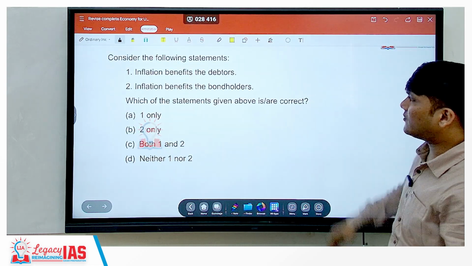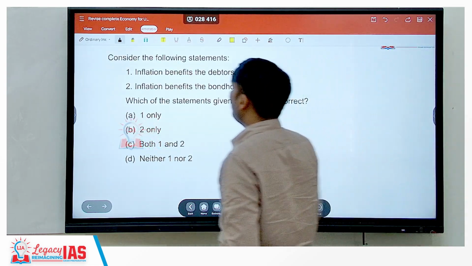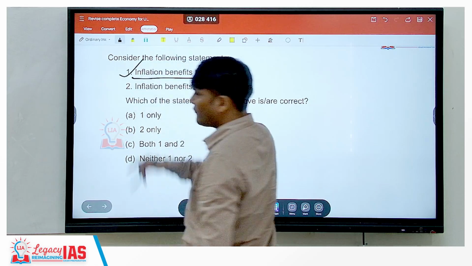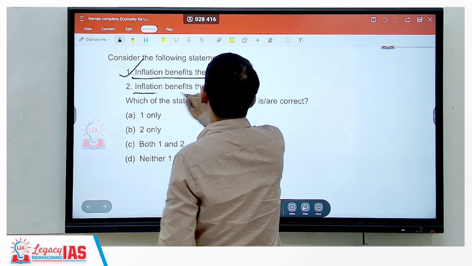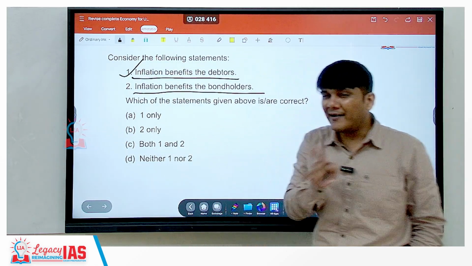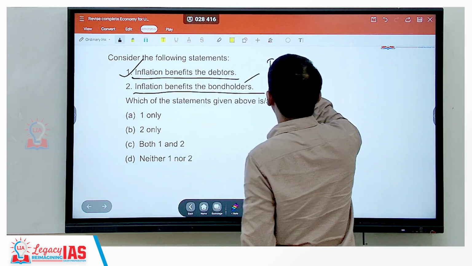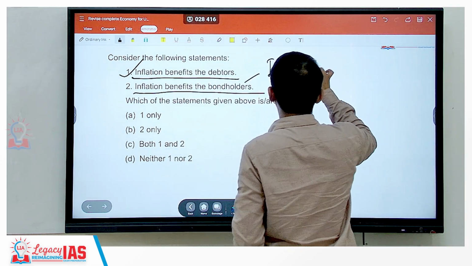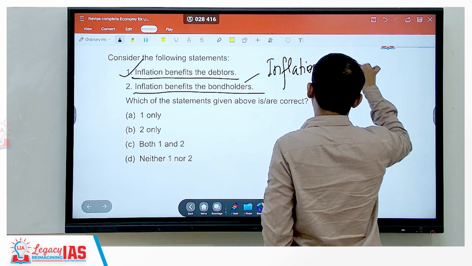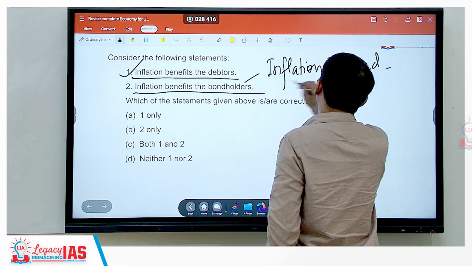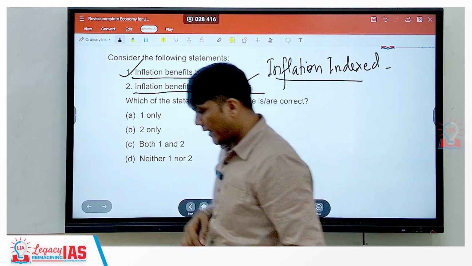Now, next, consider the following statements. Inflation benefits the debtors. Yes, we saw that. Inflation benefits the bondholders. Not necessarily. Why? If the bond is an inflation indexed bond, then it will help. What is an inflation indexed bond?